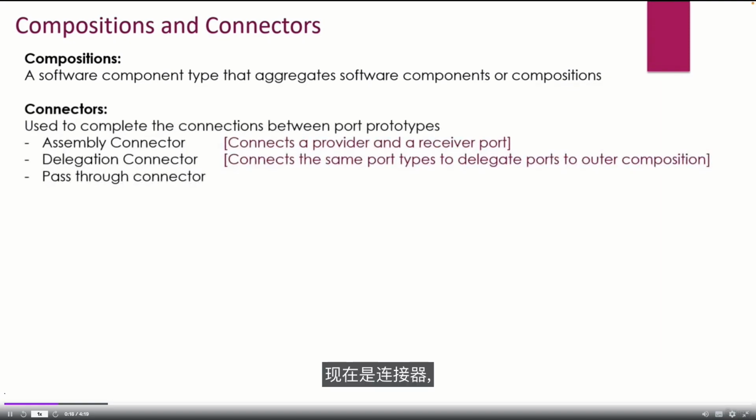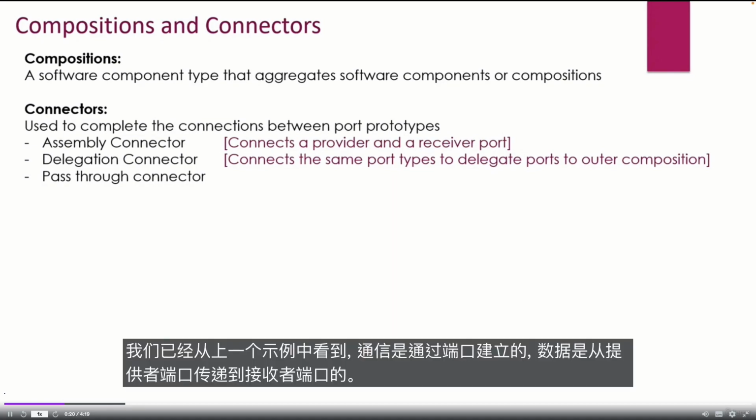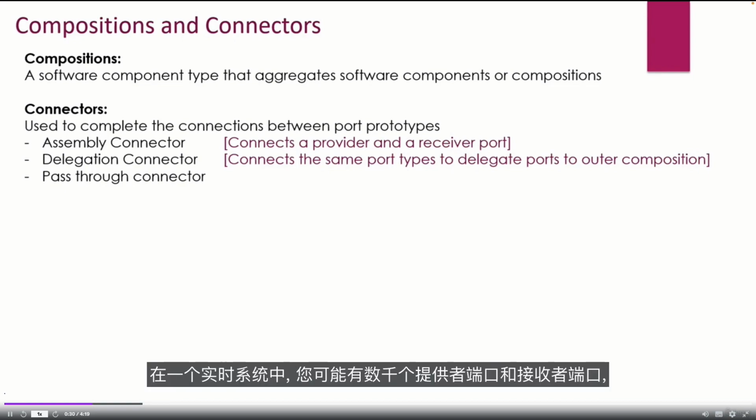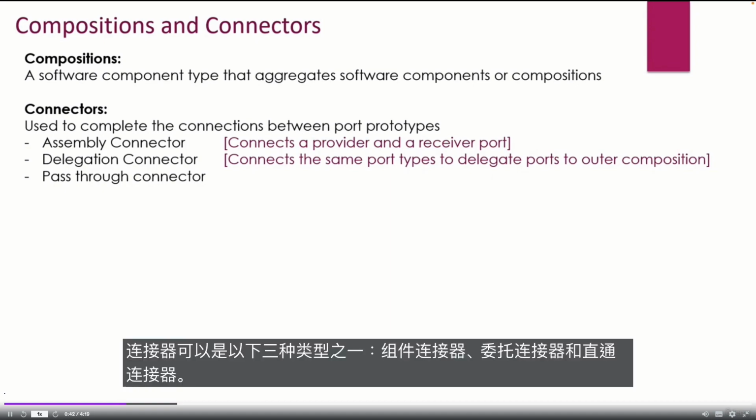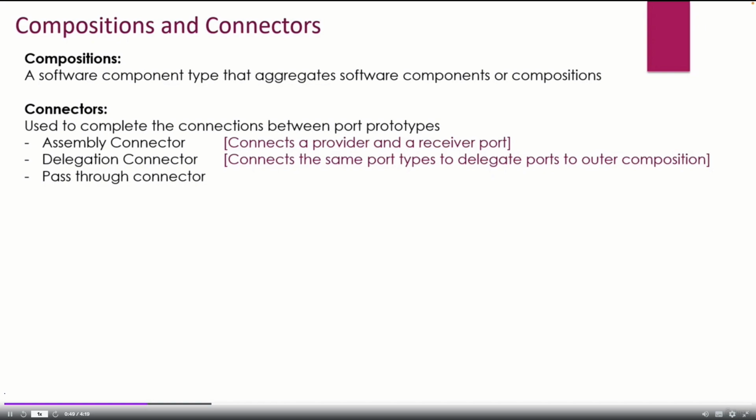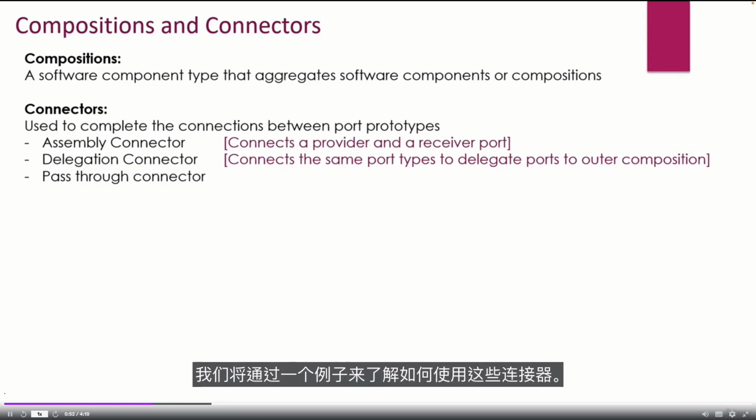Now, the connectors. We have been seeing from the last examples that communication is established through ports and data is passed from the provider port to the receiver port. In a live system, we might have thousands of provider ports and receiver ports, and who is connected with whom is decided from the connector configuration. A connector can be of one of these three types: assembly connector, delegation connector, and pass-through connector. We shall see how to use these connectors with an example.